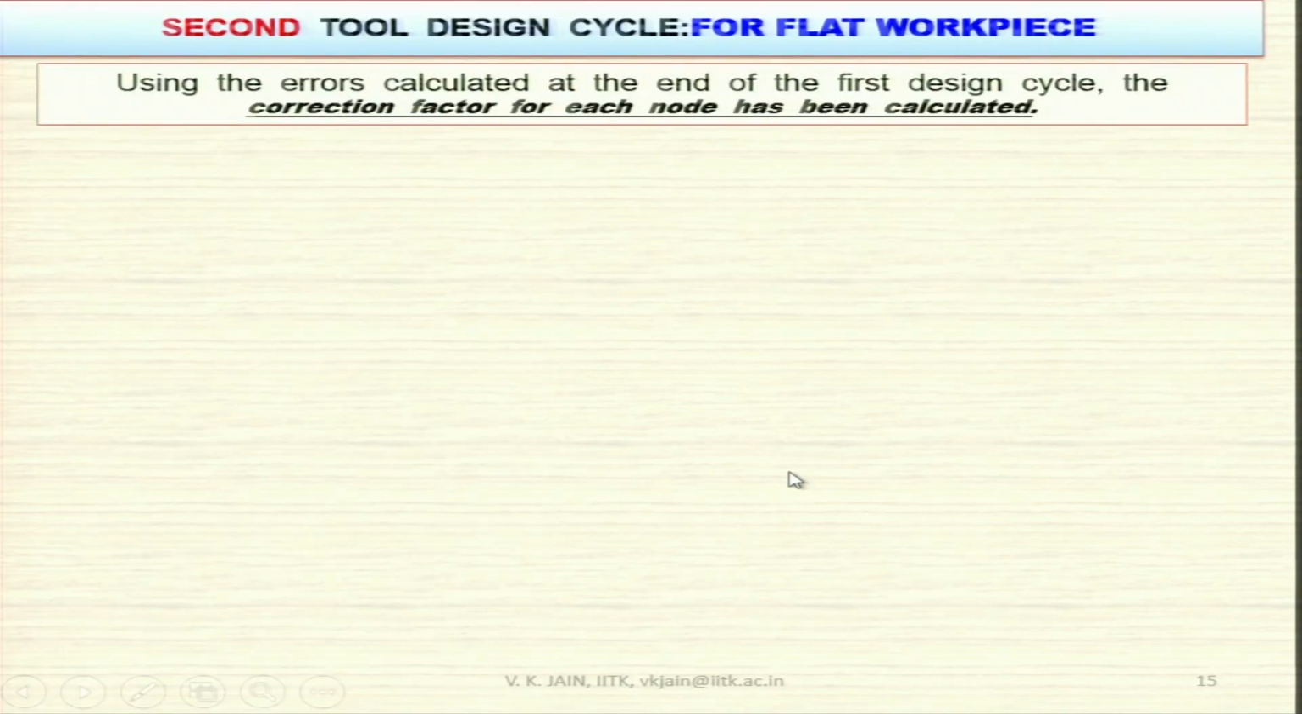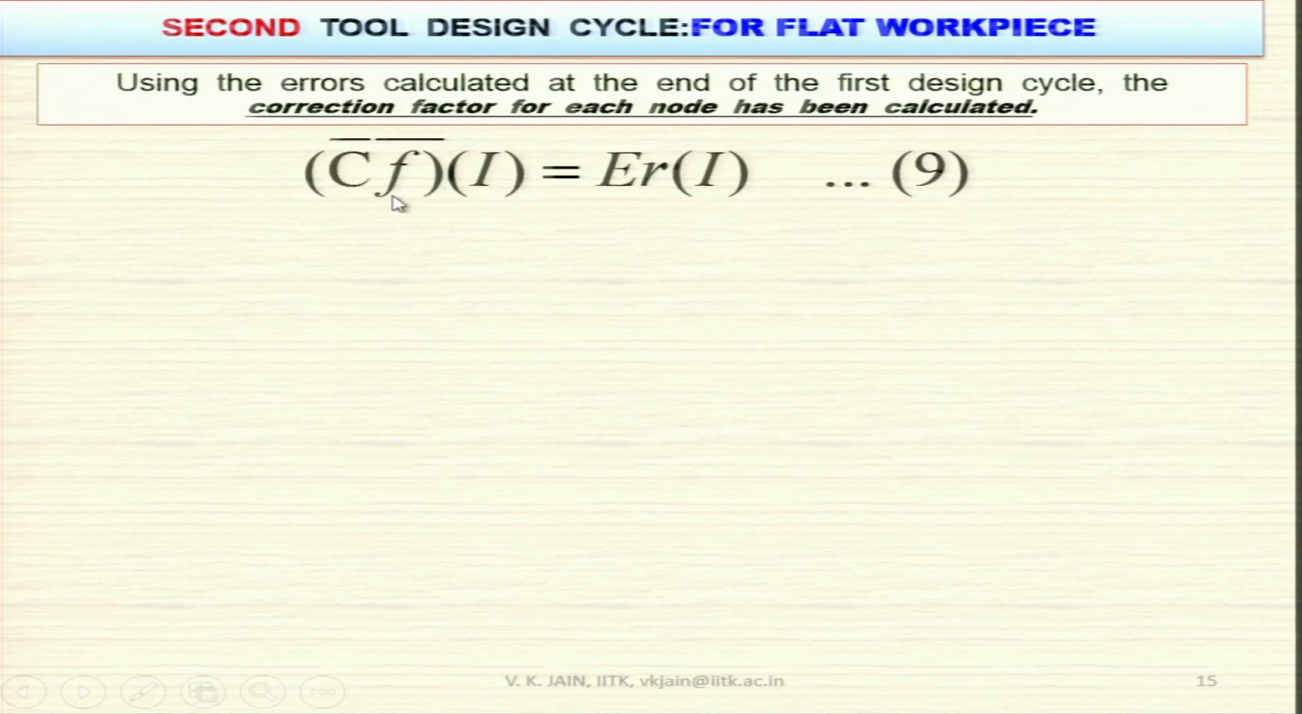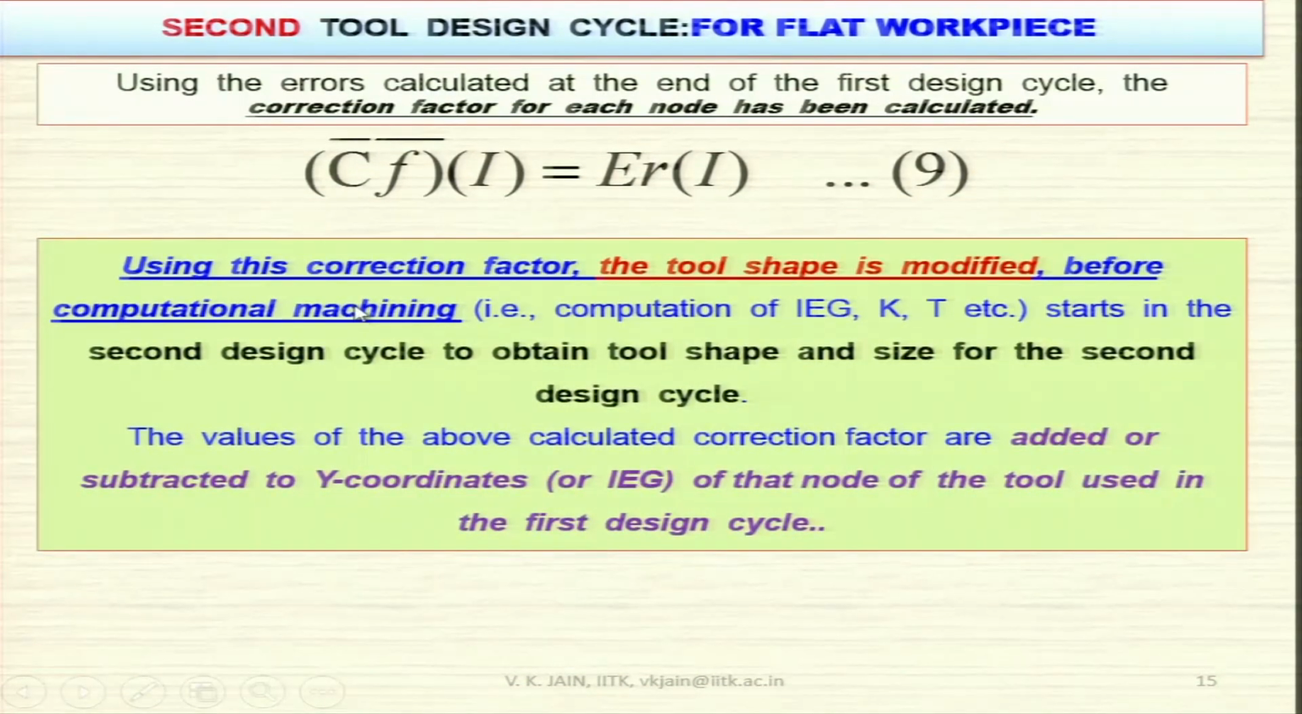Second tool design cycle for flat workpiece, using the errors calculated at the end of the first design cycle. The correction factor for each node has been calculated. CF indicates correction factor for the ith node, ERI. Using this correction factor, the tool shape is modified before computational machining. That is computation of inter-electrode gap, electrolyte conductivity, electrolyte temperature, etc. This should be small k. Electrolyte conductivity is indicated by small k.